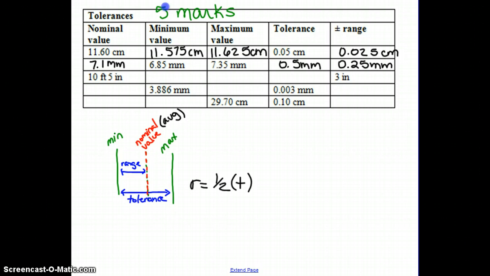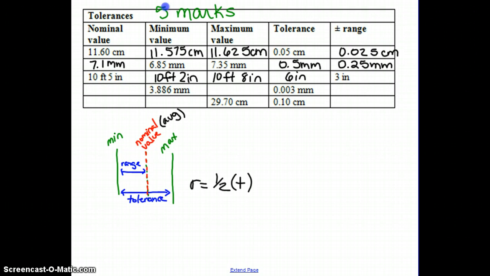The next one, you're given your range, so your tolerance is twice that, because your range is half the tolerance. So you have 6 inches for your tolerance. The nominal value, if we add the range, we're going to get the max value. So we get 10 feet, 8 inches. Subtract the range to get our minimum value. So we get 10 feet, 2 inches.